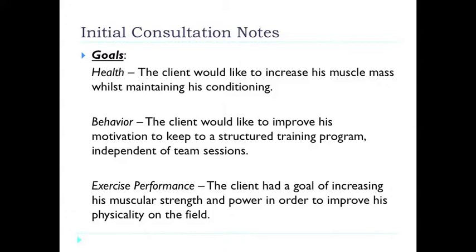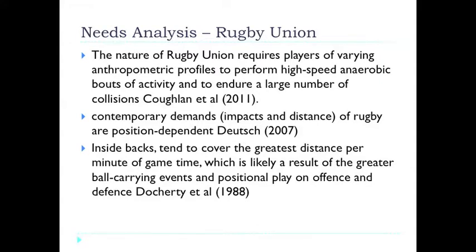When attempting to construct a successful training program, it is important to consider the physical demands of the client's sport. When taking a closer look at the physical demands of rugby union, it is clear that the game requires the athlete to possess a broad range of physical attributes. The nature of rugby union requires players of varying anthropometric profiles to perform high-speed anaerobic bouts of activity and to endure a large number of collisions.